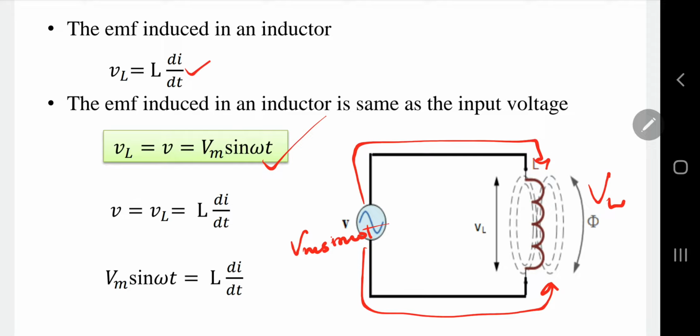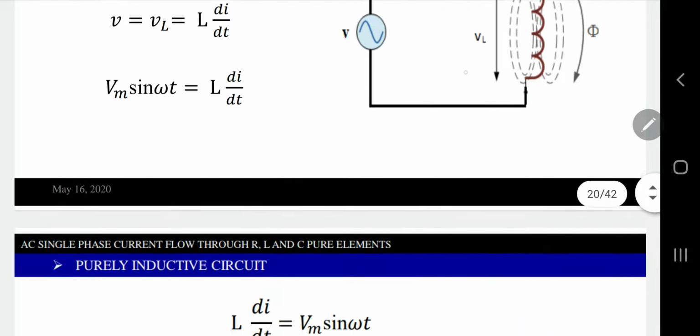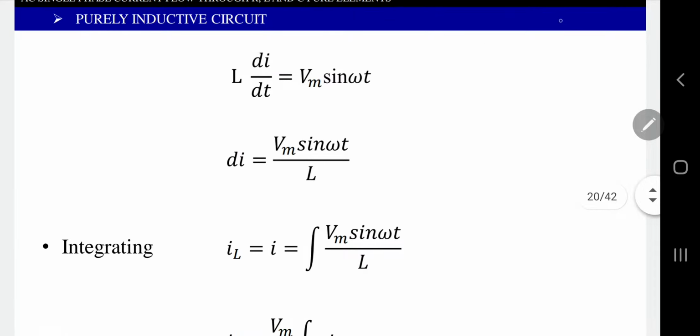Next, we have to find the current through the inductor. For that we use the expression VL is equal to L di by dt. So the inductor voltage, Vm sin omega t, is equal to L di by dt. From this we are going to find the current I. Using this equation, we take i alone. So di is equal to Vm sin omega t divided by L, into one more factor, dt. I forgot to mention it. So di is equal to Vm sin omega t divided by L dt.